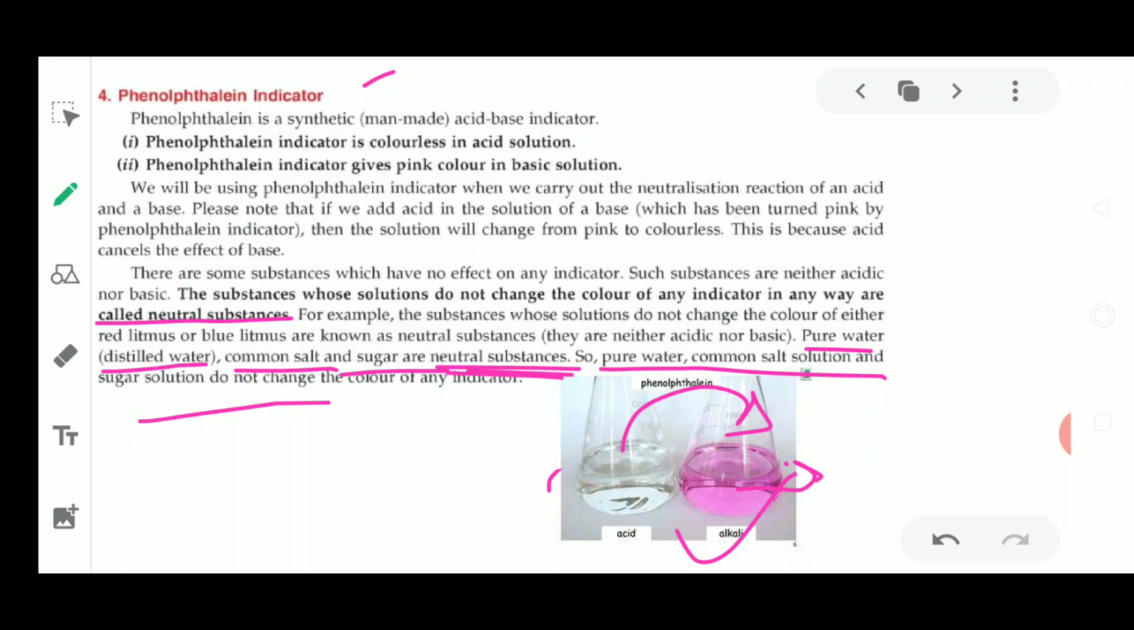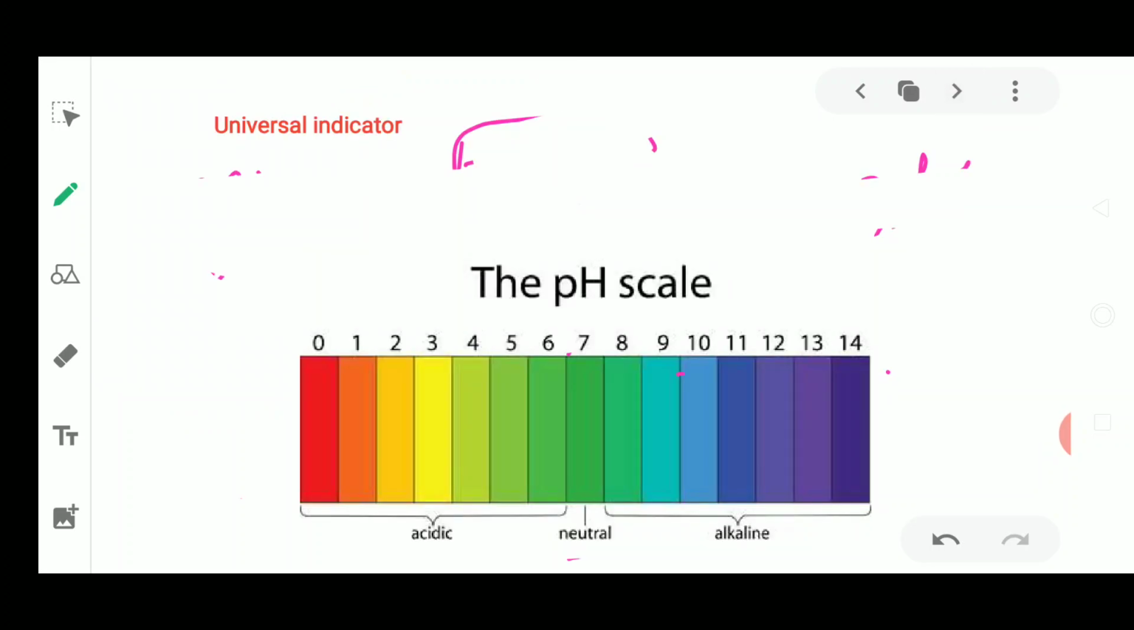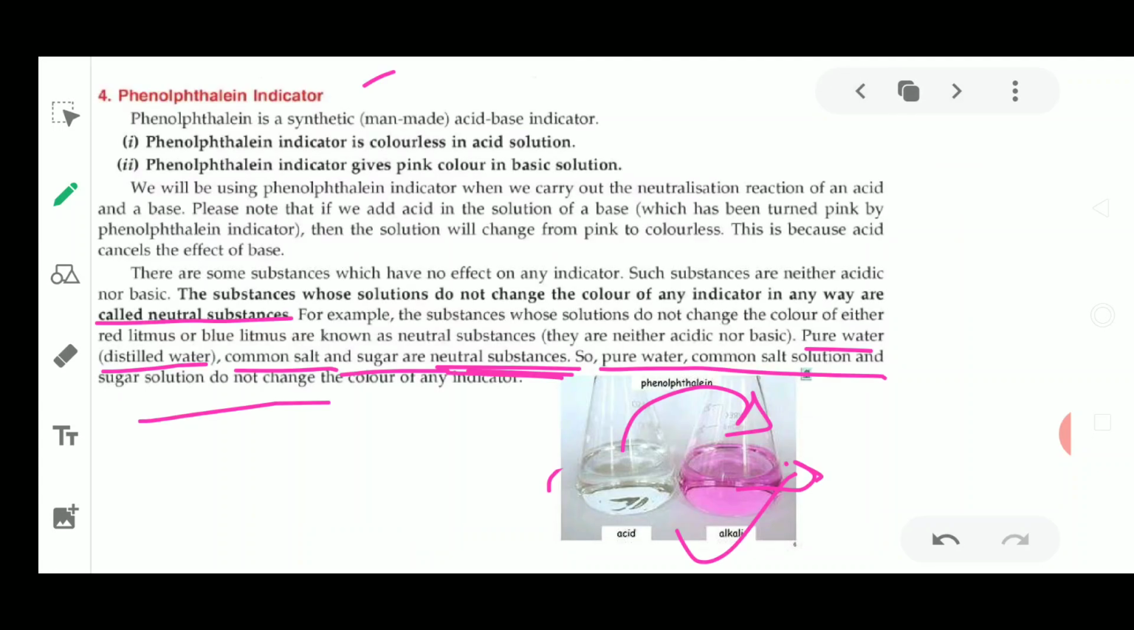Last, I told you that the universal indicator is not given in your book, but still for the sake of knowledge I told you what pH is. pH tells you the strength of the acidic and basic substance. I also told you about neutral substances. Neutral substances are those which are not going to change the color in the universal indicator, or in the China rose extract or the turmeric extract. Such substances are called neutral substances.